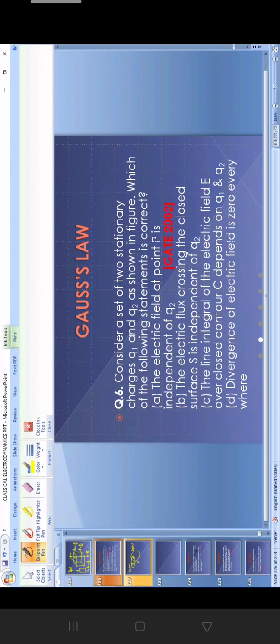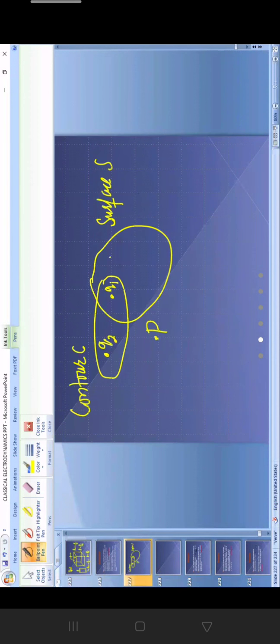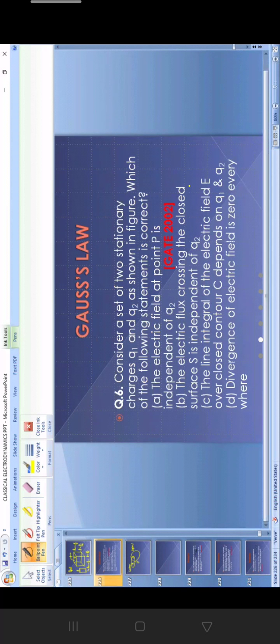B statement is that the electric flux crossing the closed surface S is independent of Q2. देख लो बेटा. The flux through the surface S will be only contributed by Q1 and it will be independent of Q2. ठीक है ना बेटा? Because the flux is contributed by those charges which are inside the surface, and Q1 does lie inside the surface S and Q2 lies outside it. So that means the second statement is correct. So see this is correct. ठीक है ना बेटा? Okay.